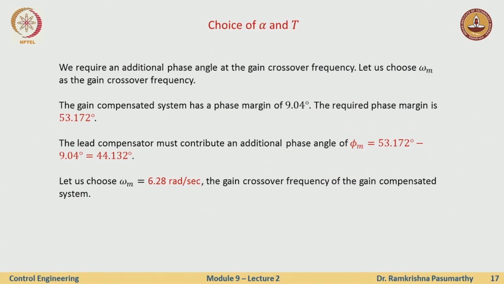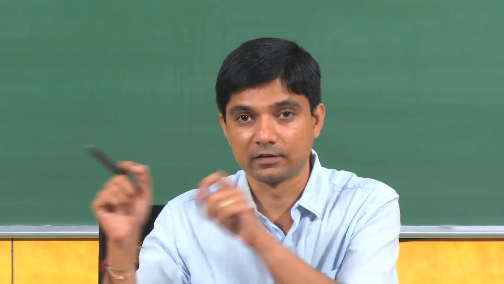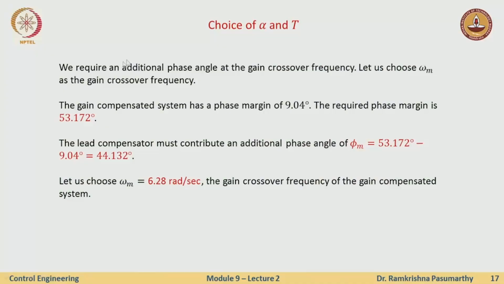Now we require an additional phase angle at the gain crossover frequency. This is how the phase margin is defined: 180 minus the formula. We compute this at the gain crossover frequency. At this gain crossover frequency, the angle should be 53. Now, I already have an angle of 9.04.